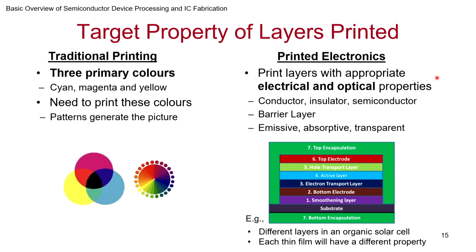To give an example, I have shown an organic solar cell that is being printed, where all layers are being printed. The bottom layer is an encapsulation layer, so it should not allow any moisture to go through, and every layer should have the appropriate property according to what is needed. For example, the electrode should conduct well. If it is at the top, it should also be transparent, and so on. So here you can print different layers, and combining them you can make a device.